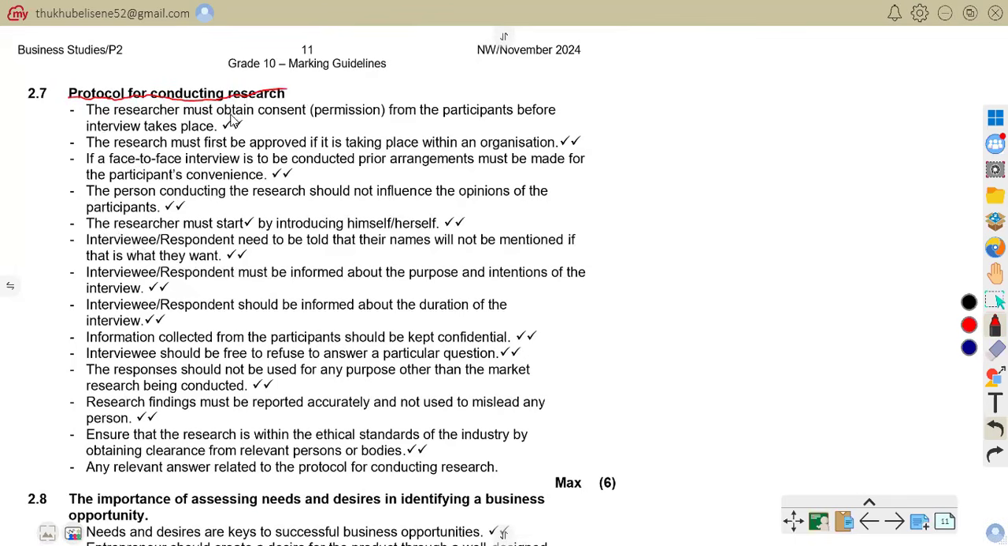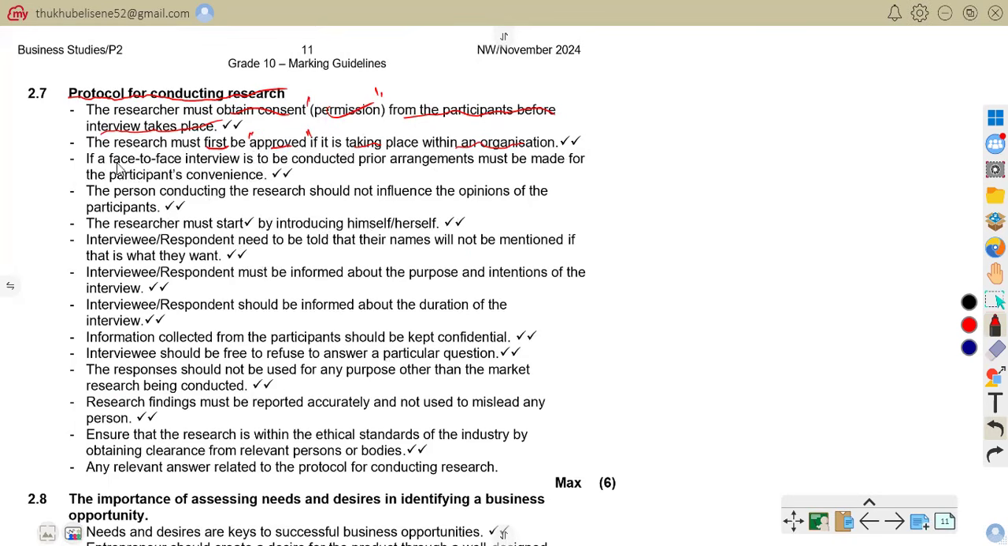It says the researcher must obtain consent or permission from the participant before the interview takes place. So you must be permitted first before you can start with the interview. The researcher must first be approved if it is taking place within an organization. So you have to wait for approval. If it is taking place within the organization internally, wait for the approval.